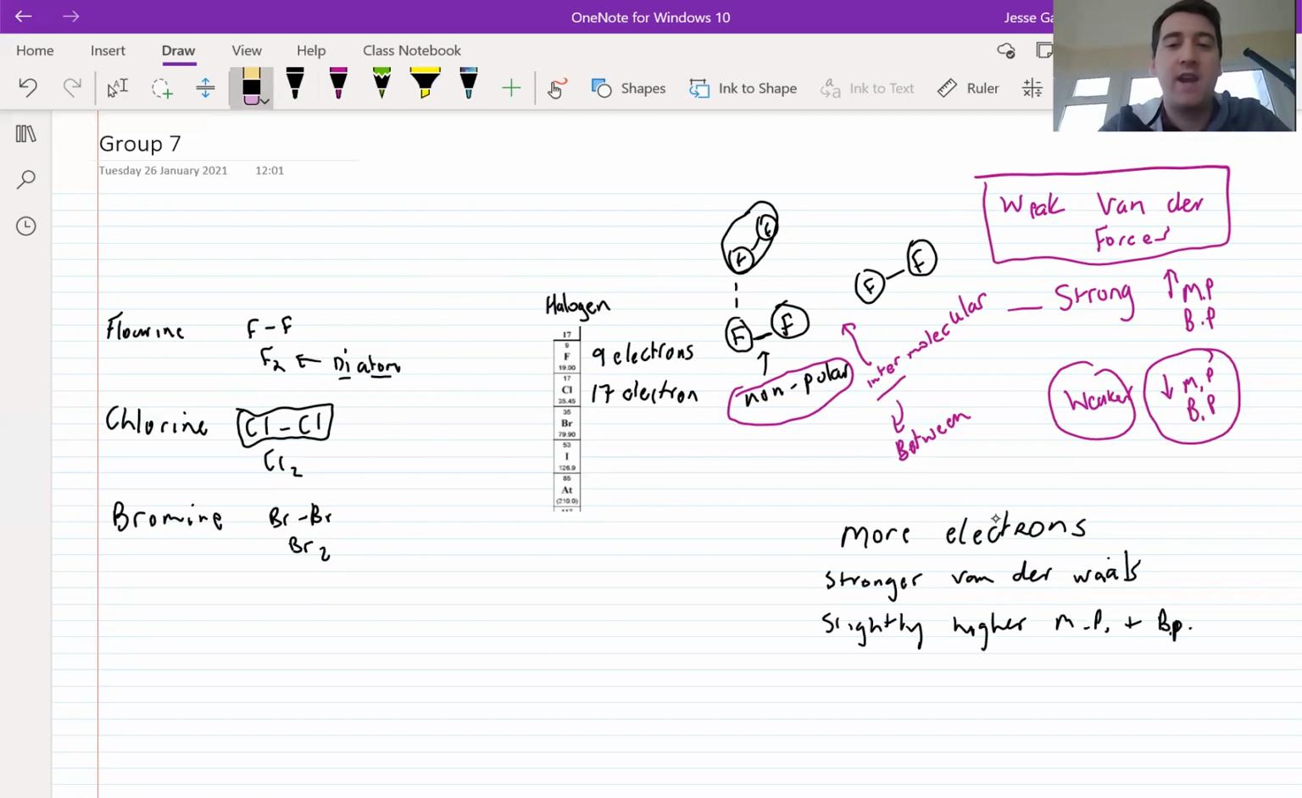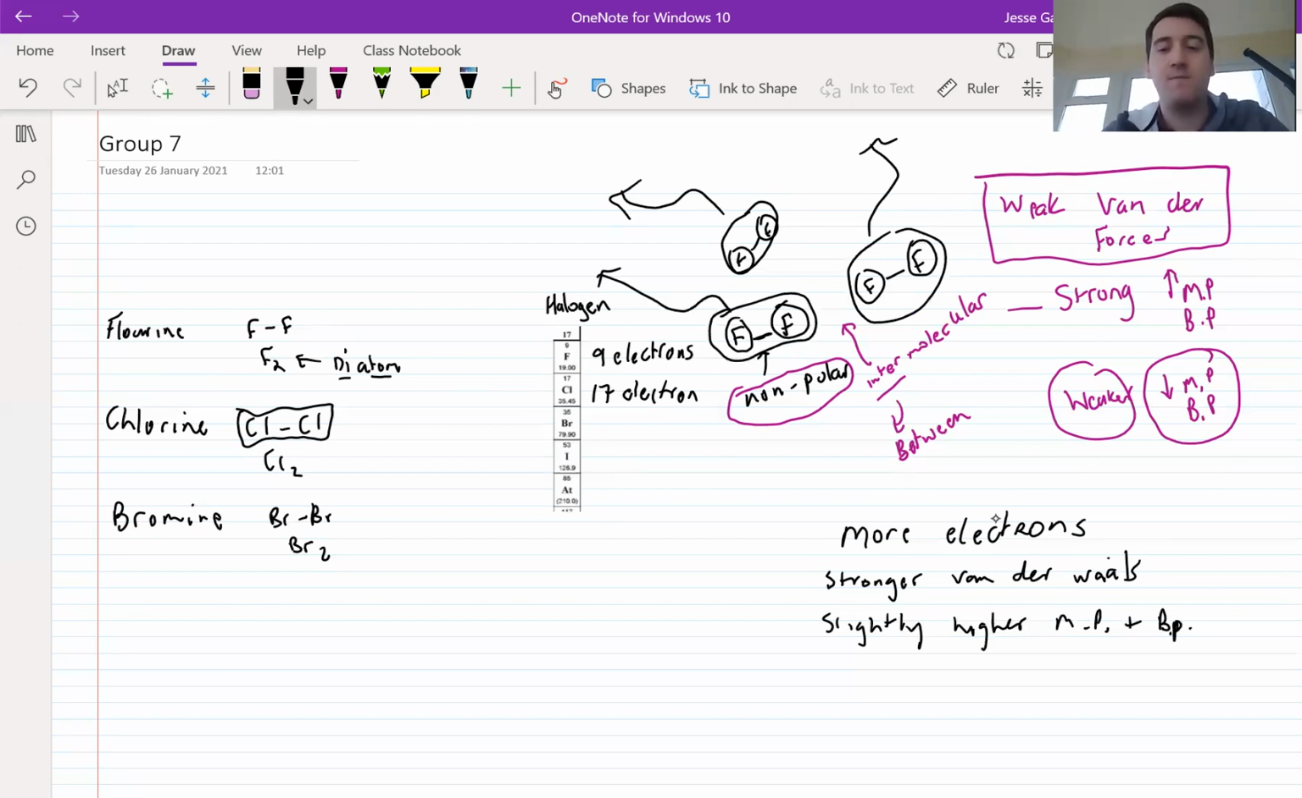So you have to give enough energy to break the interactions and allow the molecules to freely move about from each other. So they're separate and they can move about as a gas, for example. If you want to turn them into a gas, you have to break the interactions and allow them to free from each other. So more electrons means more van der Waals force, stronger van der Waals forces means a slightly higher melting and boiling point.